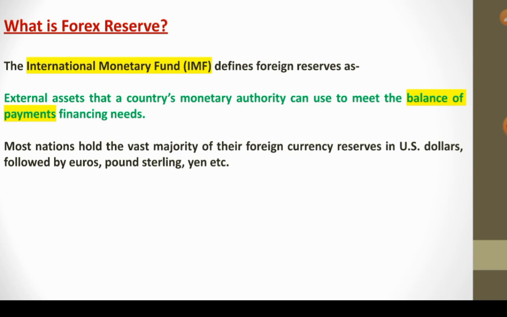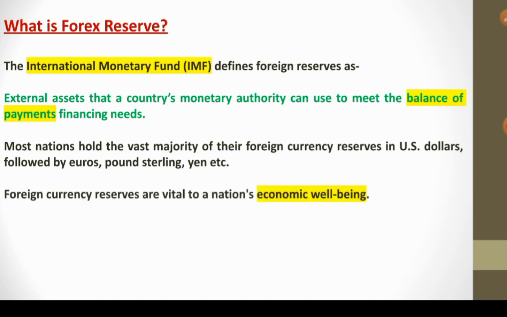Most nations hold the vast majority of their FCA, the foreign currency asset reserve, in US dollars, followed by euro, pound sterling, and yen. The reason is simple. The US dollar is an international currency, and euro, sterling, and yen follow because of the UK and then Japan. These are very powerful economies, so they are less prone to shocks. That's why people keep these currencies.